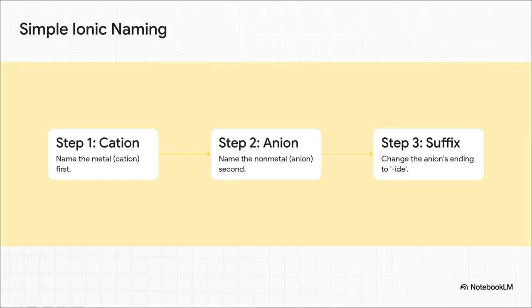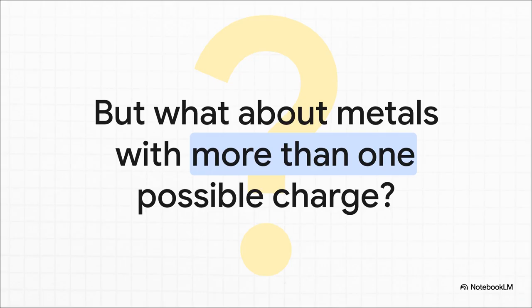Now, naming this stuff is so simple, it's beautiful. First, you just say the name of the metal, sodium. Then, you say the name of the nonmetal, but, and this is key, you change the ending to "ide." So chlorine becomes chloride. Slap them together and you get sodium chloride. See? Easy. Okay, sounds simple enough, right?